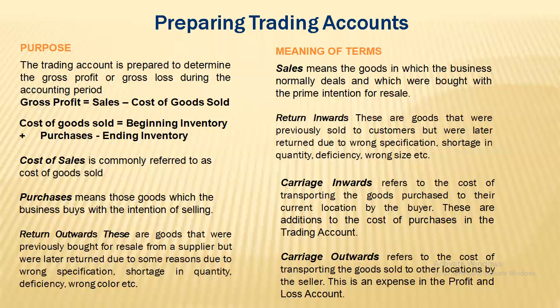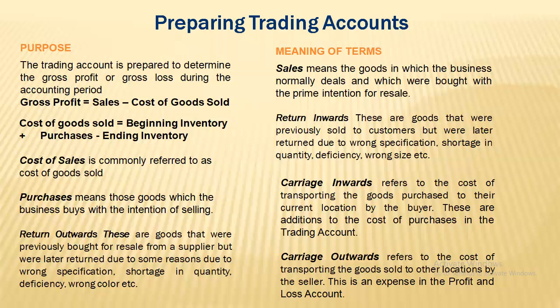So the next term we're going to look at now is carriage inward. Carriage inward represents the cost of transporting the goods that we bought from the supplier, the cost of transporting them to our current location, the cost of bringing them to our warehouse. And this cost will form part of the cost of the product.